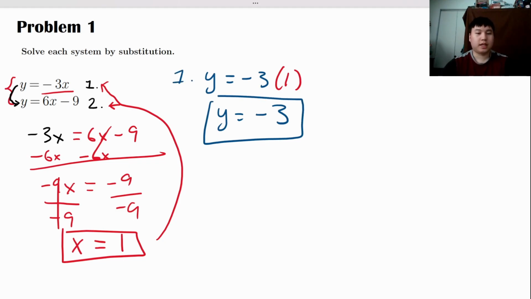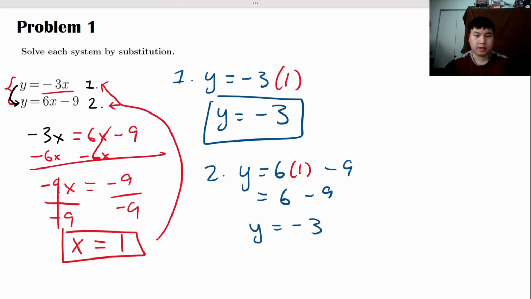That's equation 1. Let's say you plug into equation 2 instead. So y equals 6 times 1 minus 9. 6 times 1 is just 6, minus 9 gives me negative 3. Either one works right here. It doesn't matter which one you plug it into. And now, how do we check our work? I'm not going to do this for every problem, but for problem 1, I'm going to show you how you can check your work.